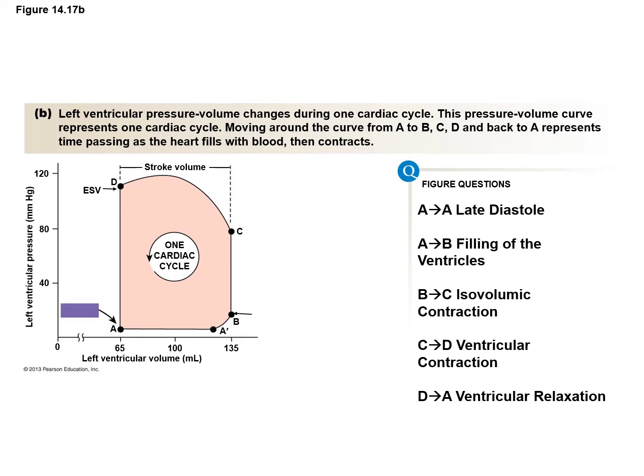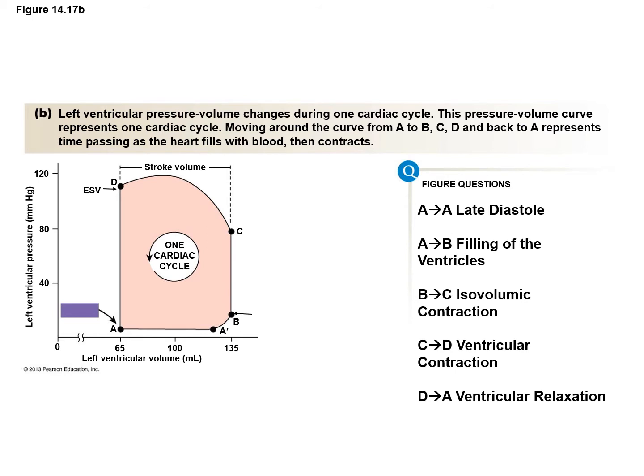From this point, C to D, we notice there is a decrease in volume, but a sharp increase in pressure, which makes sense. The ventricles are contracting and emptying the heart out. When we get to D, this represents the end systolic volume. This is approximately 65 milliliters in that same 155-pound man.